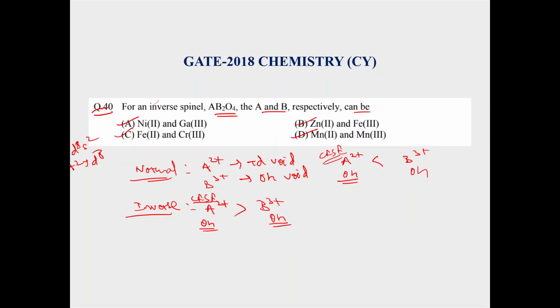And there are cases in which we will get a mixed spinel structure. When the CFSE are coming out to be the same and they are also having comparable sizes, then we get this. I will write mixed is same CFSE for both this A2 plus and B3 plus and comparable size. So in this case, we get mixed spinel structure. So here we have to answer which one will have an inverse spinel structure.